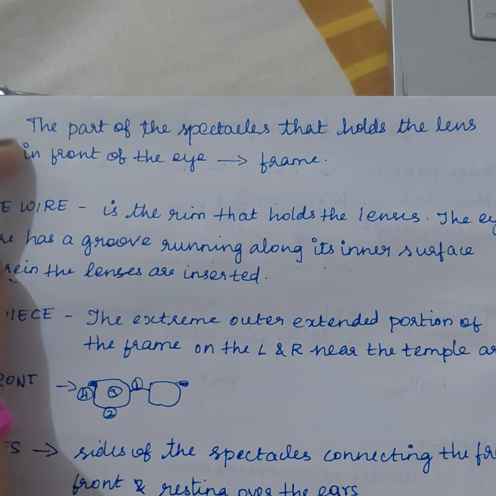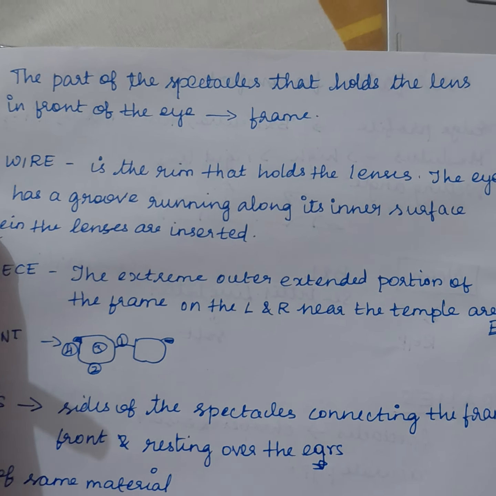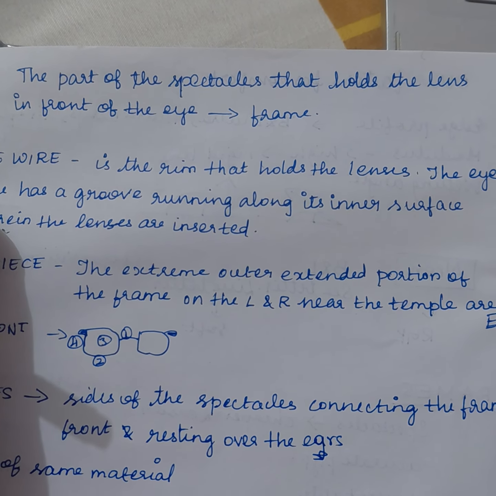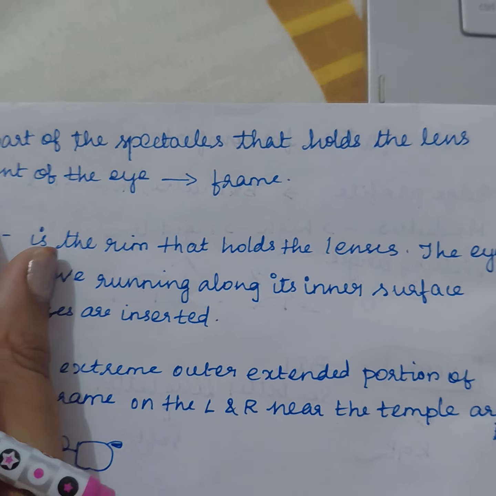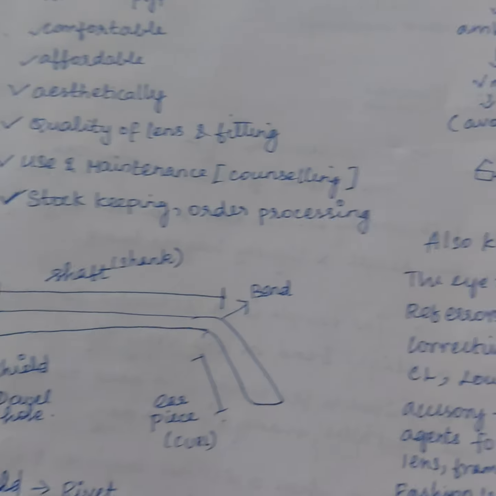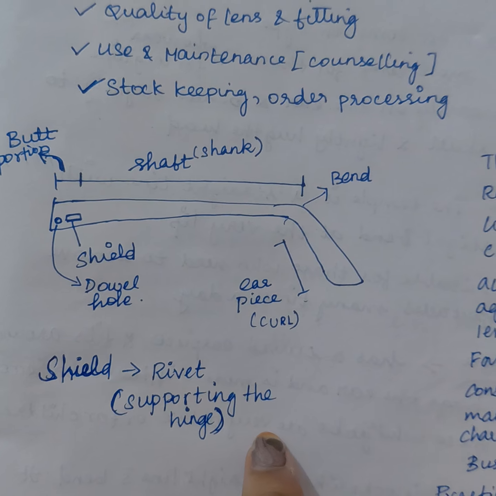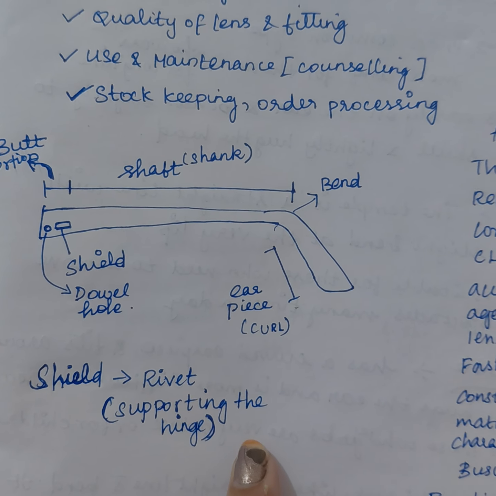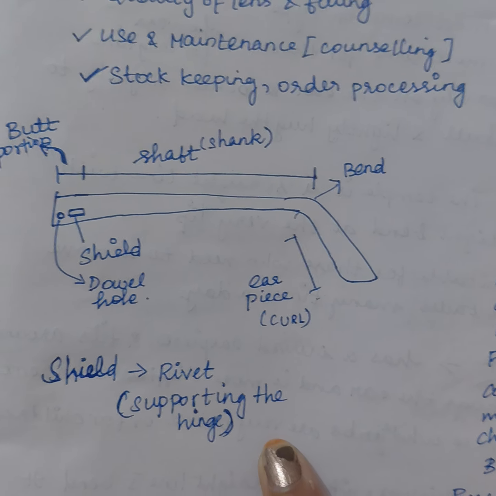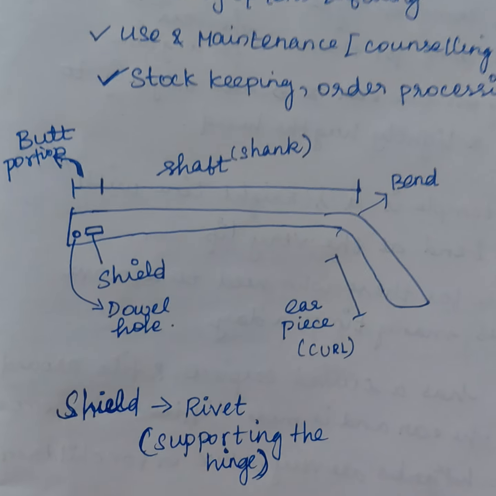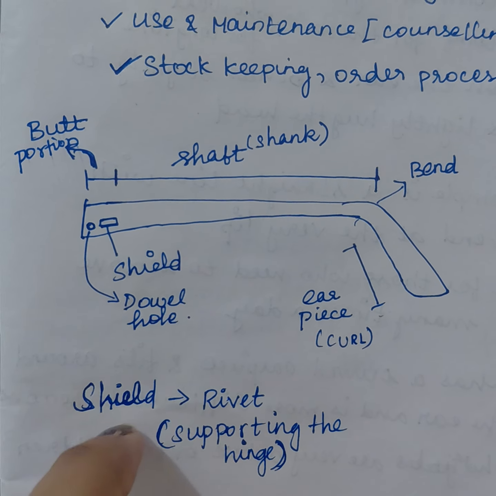What is a temple? A temple is the part of the specs that holds the lens in front of the eye. Sorry, this is the frame. Temple is nothing but the side of the spectacle which is connecting us to the frame front, and it is resting over the ears, our ear. So these are the parts of a temple, as you can see.